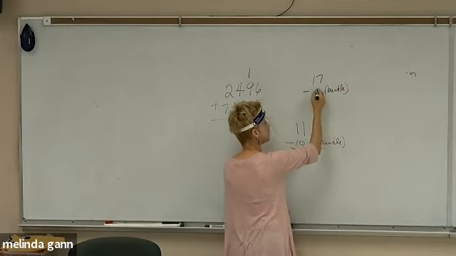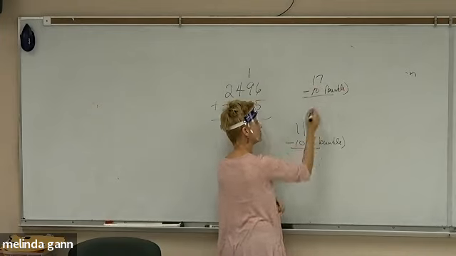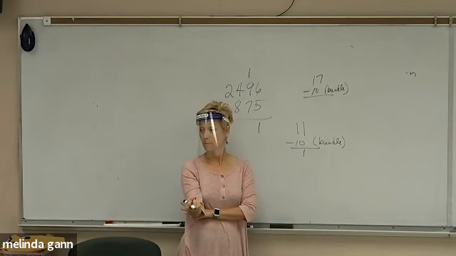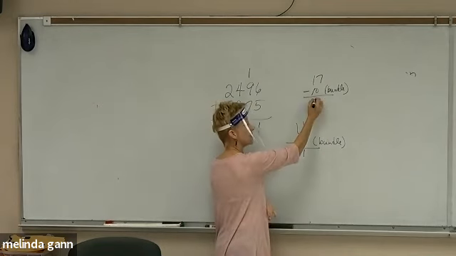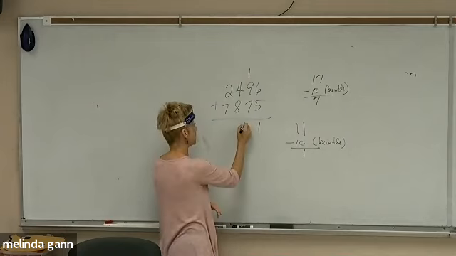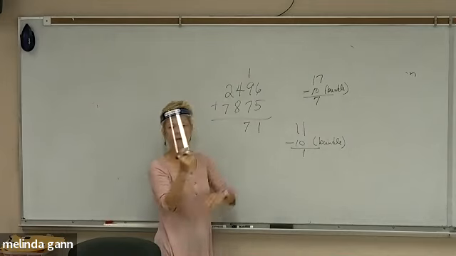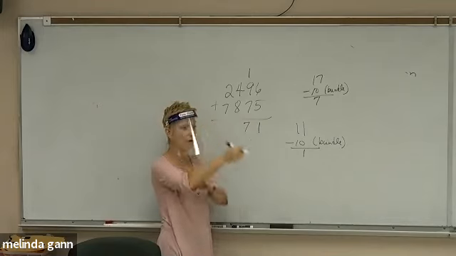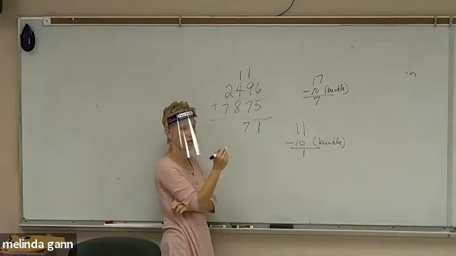How many are going to be in their bundle? 10. They're going to take 10 rods out. So that's going to leave them how many 10s or how many rods? 7. So they're going to write down their 10s in their 10s column. Now, what did they trade those 10 10s for? They traded them for 100, or a flat.